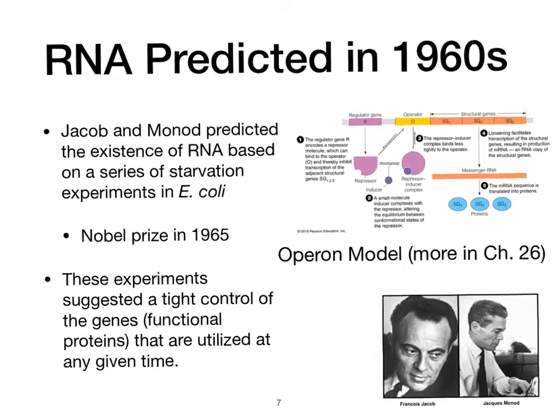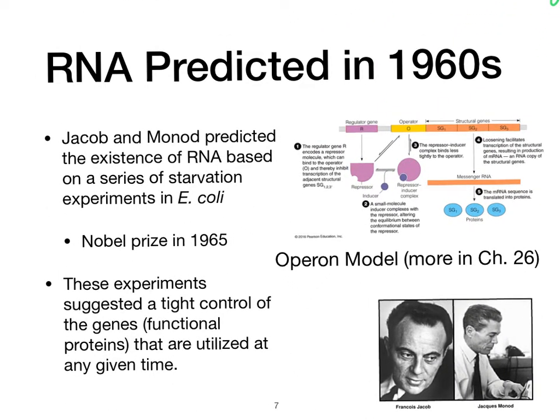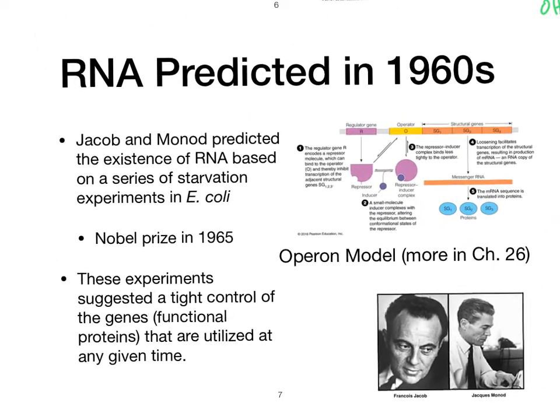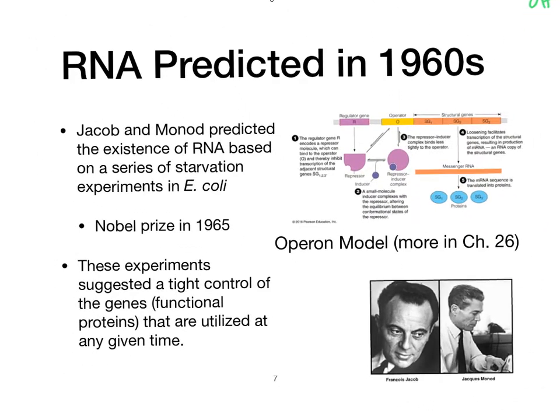So in the 1960s, Jacob and Monod predicted the existence of RNA based on a series of starvation experiments in E. coli. E. coli has nutrients. These nutrients tell the cell how it should operate. In these experiments, what they did is they specifically targeted the cells to not use the sugar molecules that are the preferred nutrition. So what we realize through these experiments is that there is a tight control of the genes or the functional proteins at any given time.